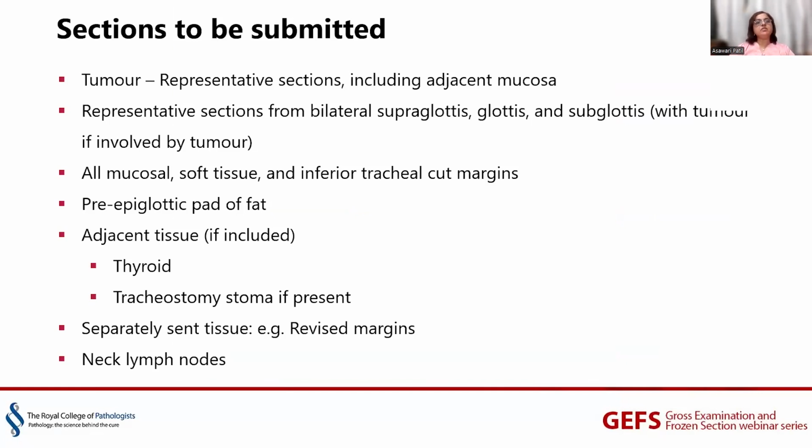For partial laryngectomy, again, identify the margins and tumor with adjacent area. Here we may not be able to say whether this is in the supraglottis, glottis, or subglottis if only a portion of the larynx is submitted.